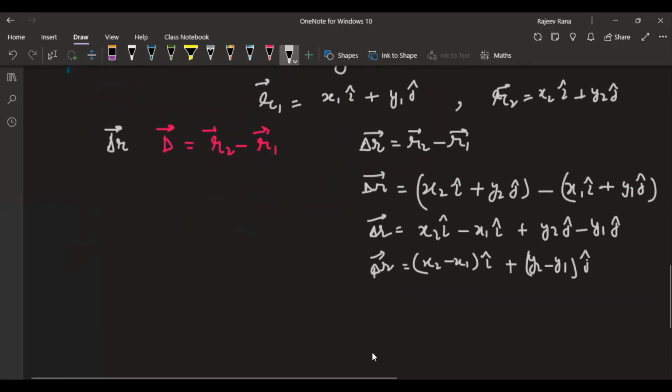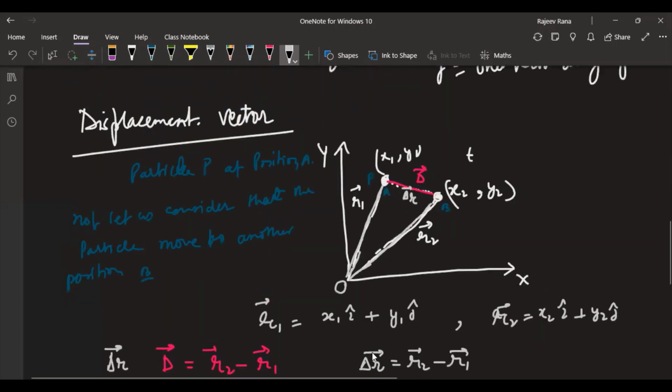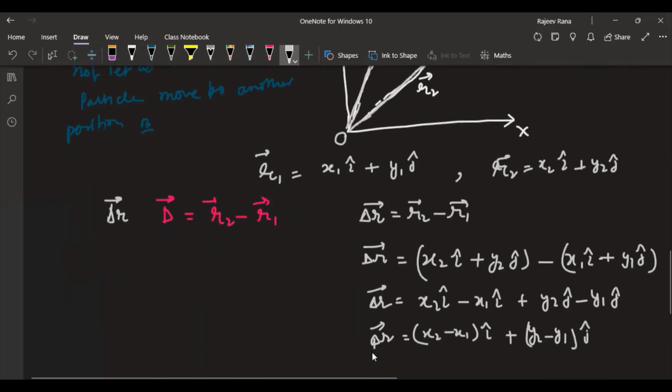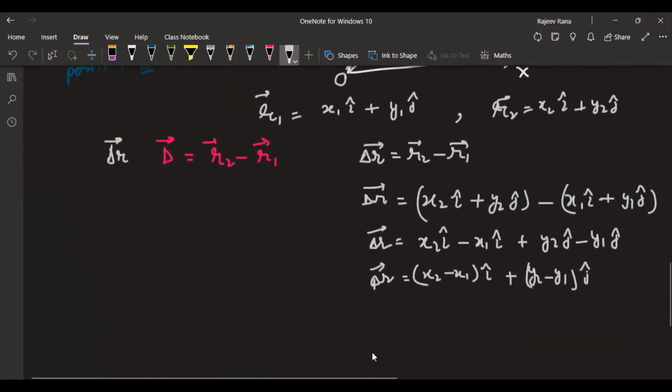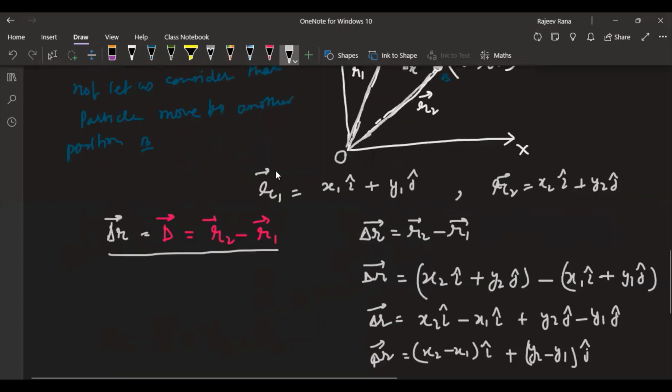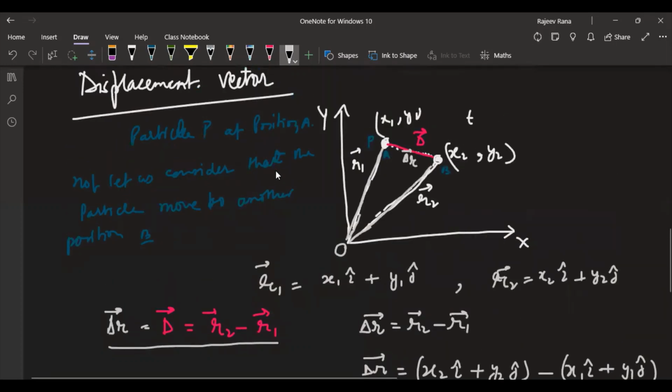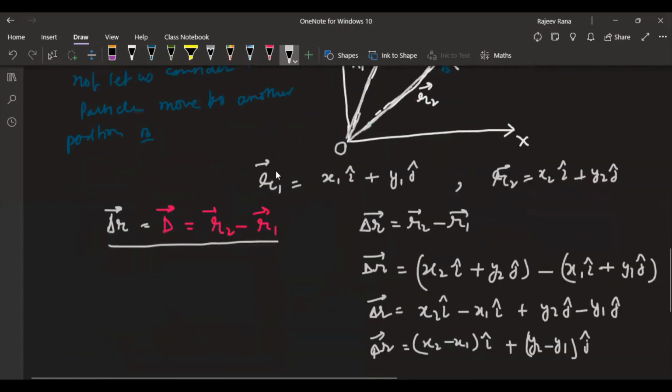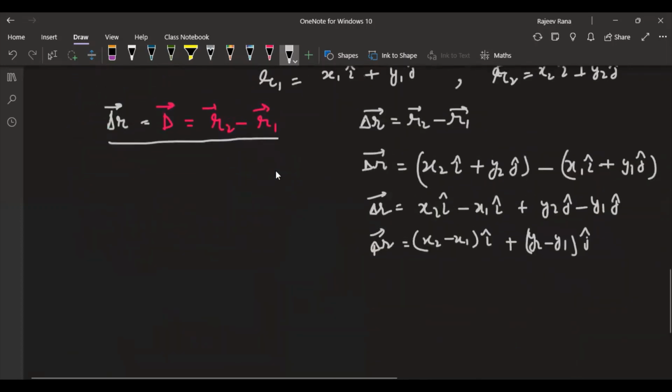Delta R is x2 minus x1 I cap plus y2 minus y1 j cap. What is delta R actually representing? Which type of vector is it representing? It's not a position vector. Delta R is displacement. Delta R is the displacement vector.